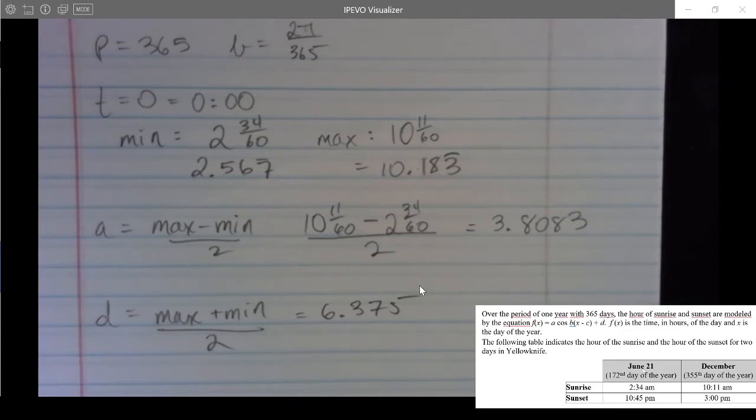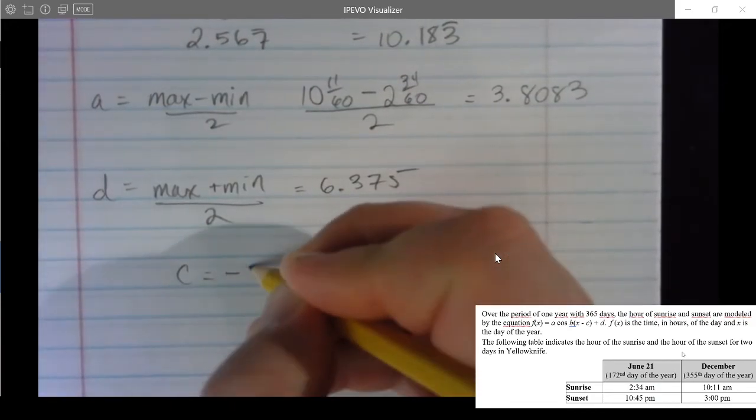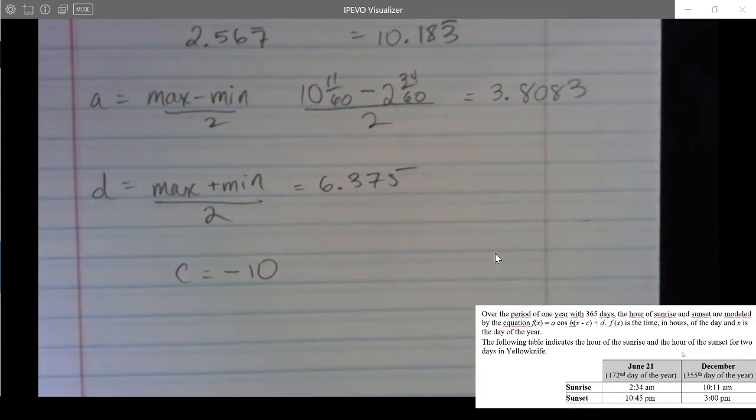Rather than going 172 days to the right, why don't I go 10 days to the left? And if you're wondering, 10 days to the left? Yeah, because look over here. 355 days is only 10 days away from the end of the year, which means that'll also be 10 away from the start of the year. So actually, I think for the C number here, we're going to say C is -10. That'll be how we do this, right?